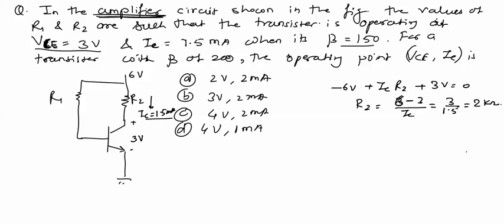Now once we calculate this R2, we will calculate the base current IB. We know that the transistor is operating in active region because it is an amplifier. So IB equal to IC by beta will be equal to 1.5 milliamperes divided by 150, which will be equal to 10 microamperes. IB equal to 10 microamperes.